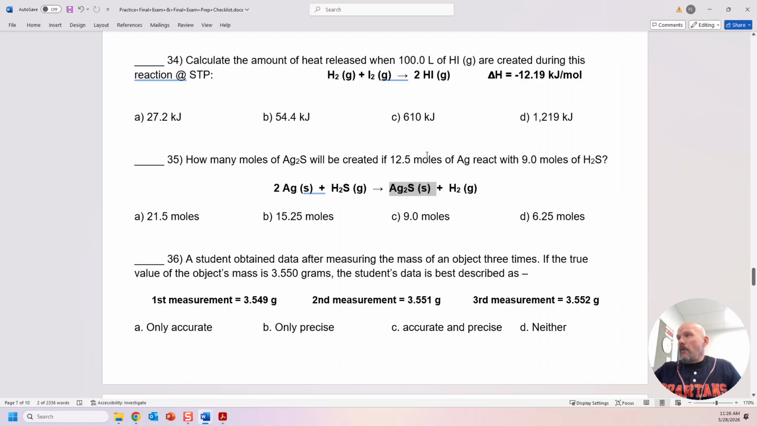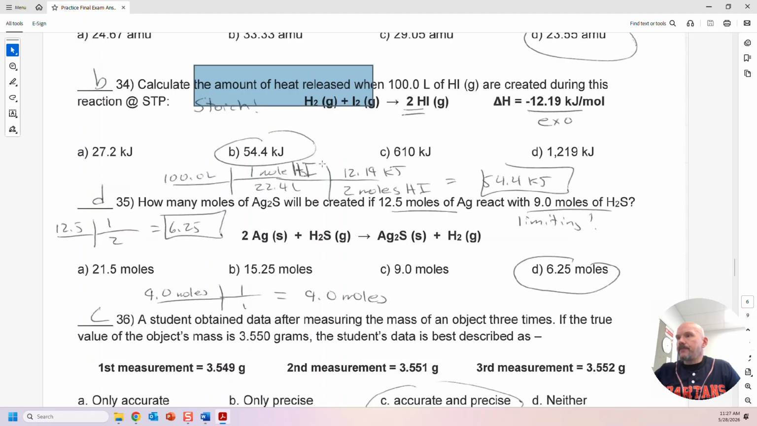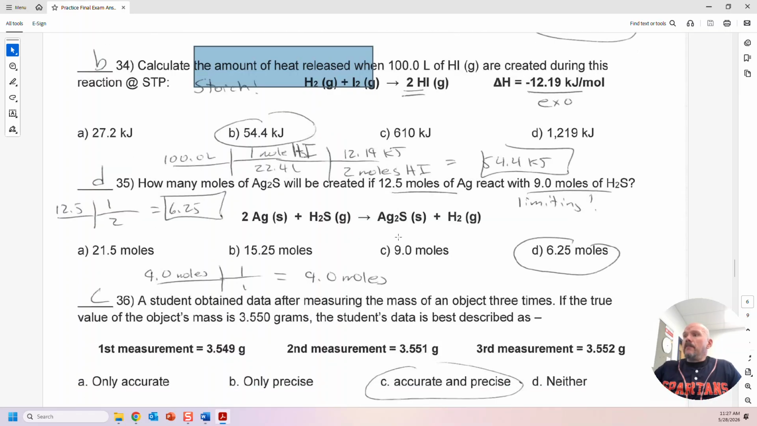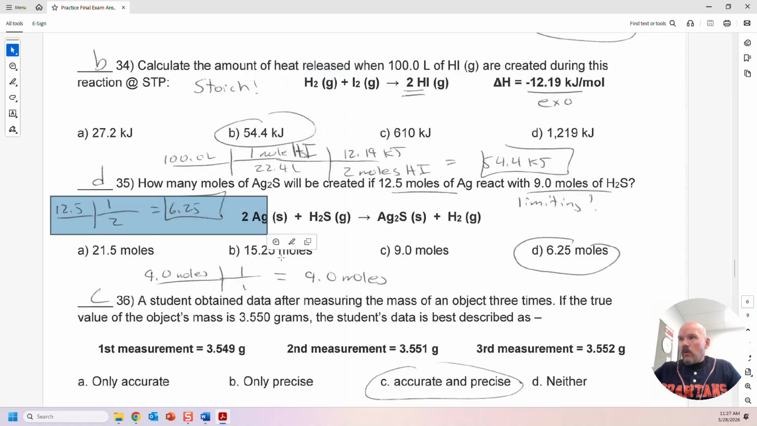And it's moles. So really all we have to do is take this number, moles of silver, and multiply it by 1/2. And then we have to take this number, 9 moles of H2S, and multiply it by 1/1. And whichever the smaller value is, that's the right answer, right? And that's going to be our limiting reactant and all that stuff, all right? So if I take the 12.5 moles of silver, this is how many moles of silver sulfide I should be able to get, 6.25. So I have enough silver to make 6.25 moles of that, right?